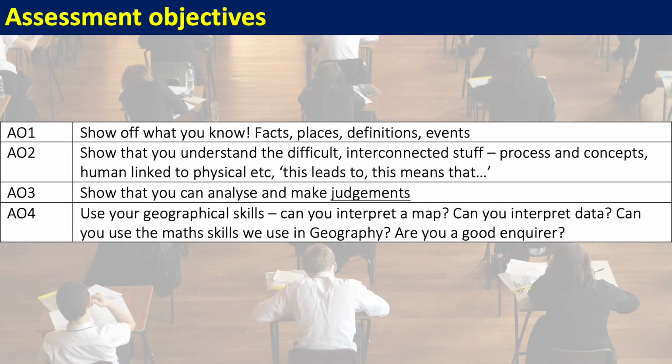Now, it is not possible to effectively respond to 8-mark questions on papers 1 and 2 without having a decent understanding of Edexcel's assessment objectives. They are as follows. So AO1, which is your knowledge. So you show off what you know about places, about facts, events, definitions, things like that. AO2, you need to show that you can make those connections and demonstrate your understanding.